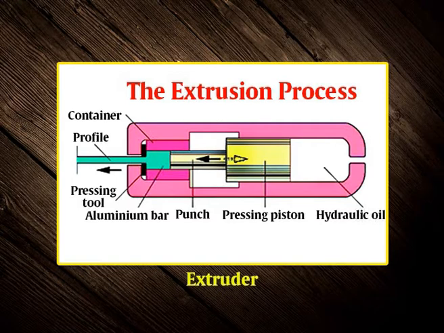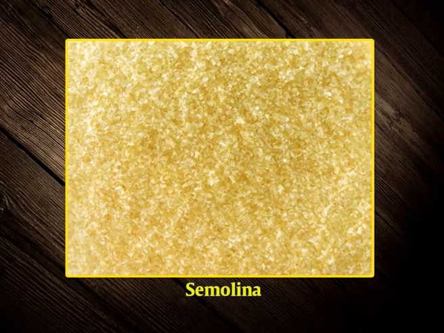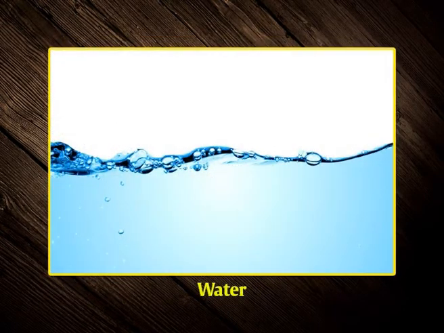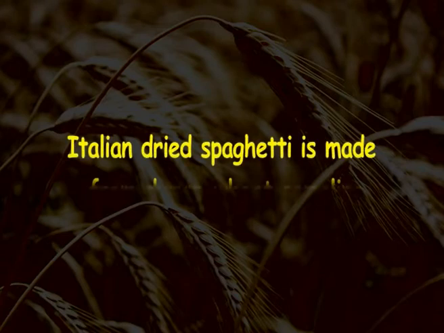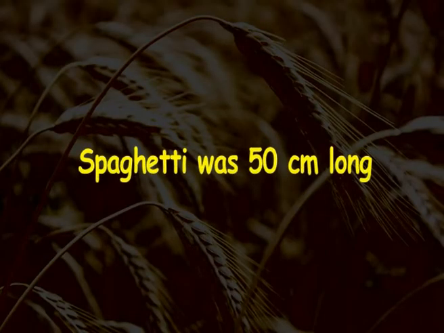Spaghetti is a long, thin, cylindrical pasta of Italian origin. Spaghetti is made of semolina or flour and water. Italian dried spaghetti is made from durum wheat semolina, but outside of Italy, it may be made with other kinds of flour. Traditionally, most spaghetti was 50 centimeters long, but shorter lengths gained in popularity during the later half of the 20th century. And now spaghetti is most commonly available in 25 and 30 centimeter length.